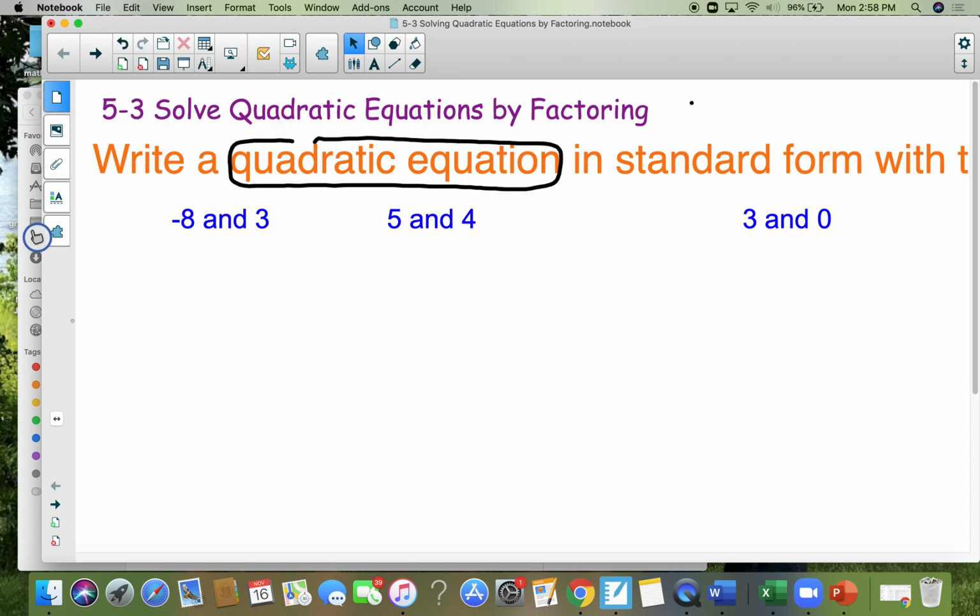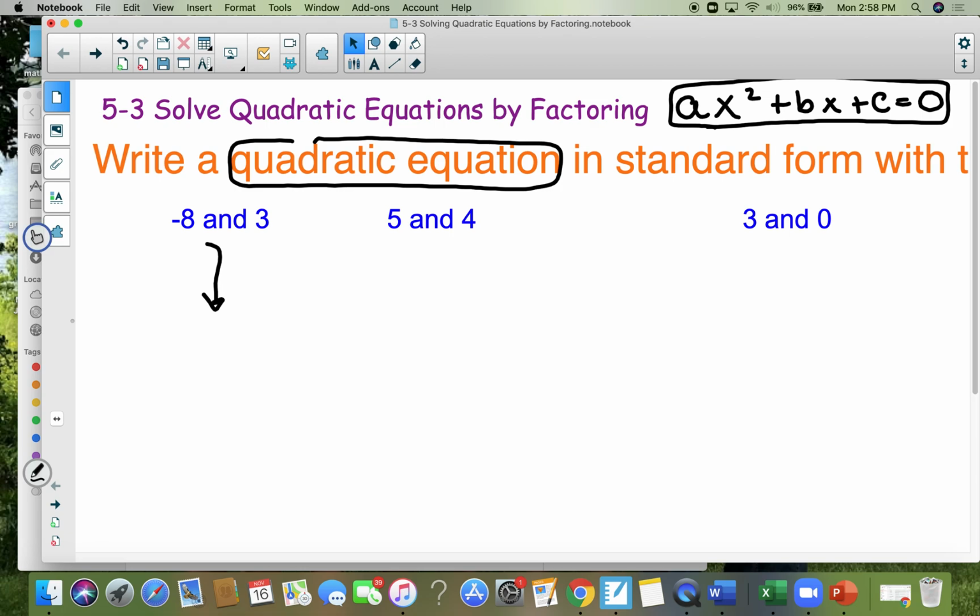Remember, a quadratic equation is ax squared plus bx plus c equals 0. So how do you come up with an equation that looks like this, given the two solutions? You're going to just kind of work backwards. If -8 is an answer, you're going to make 2 sets of parentheses. You're going to put an x and an x down, okay? So on all the problems, you're going to put an x and an x down.